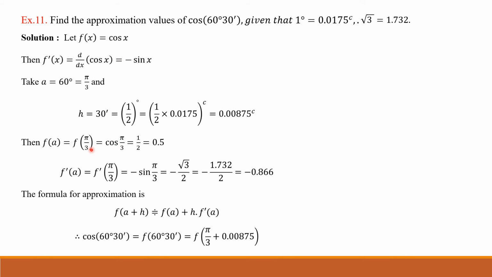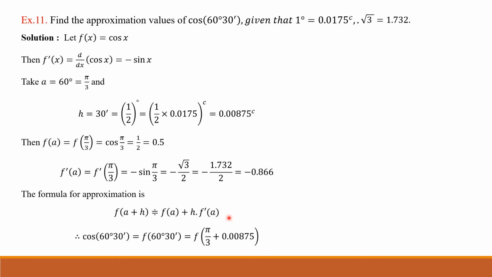Then f of a equal to f of pi by 3 equal to cos pi by 3. F of x is cos x, hence f of pi by 3 is cos pi by 3. The value of cos pi by 3 equals 1 by 2 equals 0.5. Then f dash of a equals f dash of x equals minus sin x. Hence f dash of pi by 3 equals minus sin pi by 3. The value of sin pi by 3 is root 3 divided by 2, equal to minus 1.732 divided by 2. Simplifying, we get 0.866.